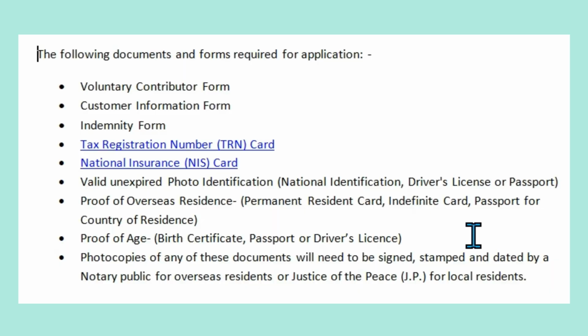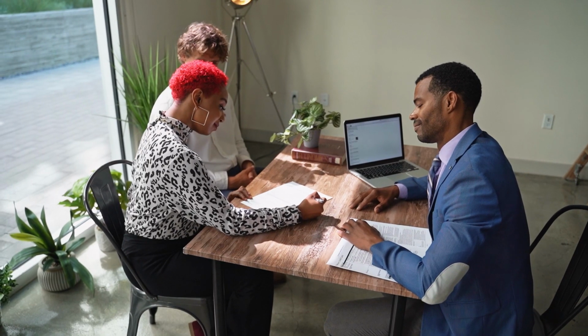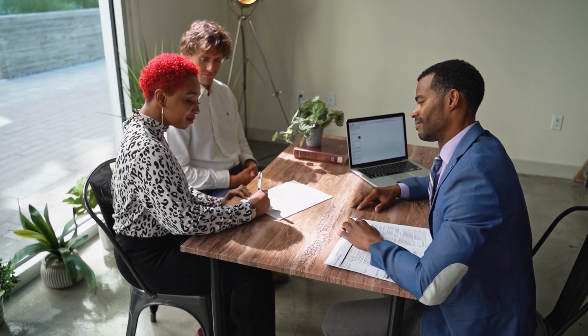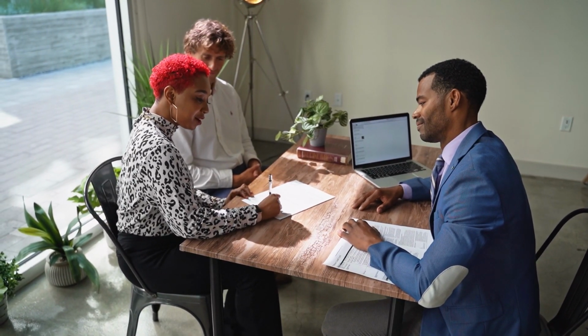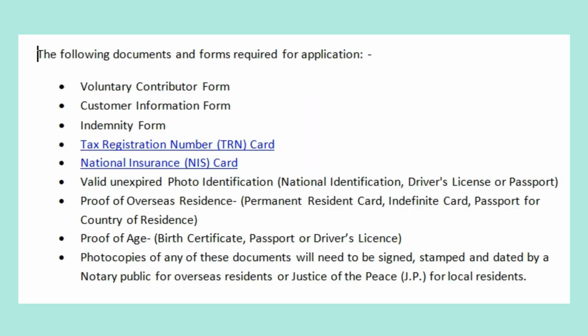For the rest of the documents required, you'll be familiar with them, but I want to draw your attention to the last point, which is saying that all photocopied documents should be witnessed and notarized by a notary public. So that would include everything except the customer information form and the voluntary application form. They don't need to be notarized.